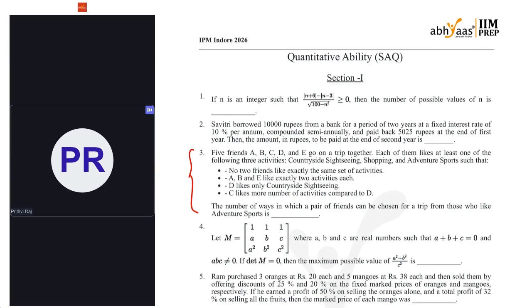So 5 friends A, B, C, D, and E go on a trip together. Each of them likes at least one of the following 3 activities: countryside sightseeing, shopping, and adventure sports, such that no 2 friends like exactly the same set of activities. And next, A, B, and E like exactly 2 activities each. That means no other person will like only 2 activities. D likes only countryside sightseeing. D is 1. A, B, and E take 2 activities.